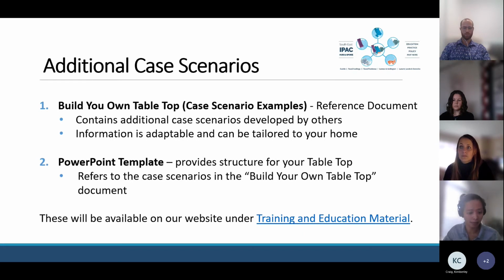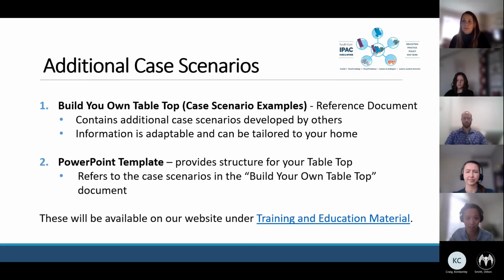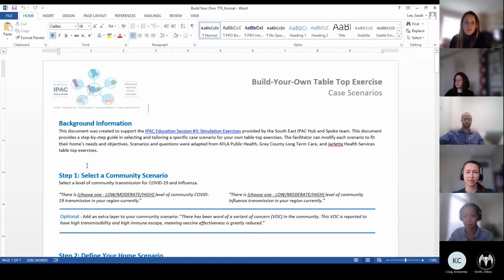Thanks, Dana. So like she said, we have two resources available actually. The first one is a reference document. We note this as a build your own tabletop document, and it contains adapted case scenarios developed by others, but also with an added step of tailoring it for your own home and your own objectives. So I'm going to just quickly bring it up to show everyone here.